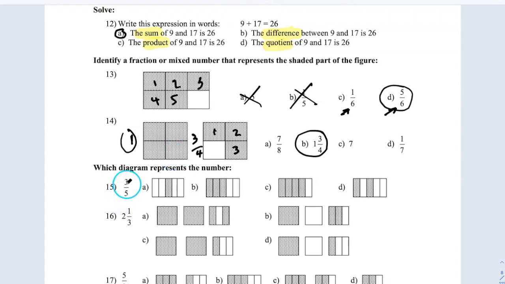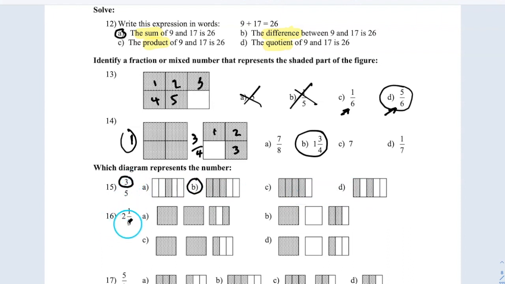Number 15: 3/5. Meaning 5 is how many pieces each unit is divided into: 1, 2, 3, 4, 5. If you notice, all of them are divided into 5 pieces, but I'm taking 3 out of 5. This is only 1, this is 3. Here I have 4, here I have 2. So I'm taking 3 out of 5.